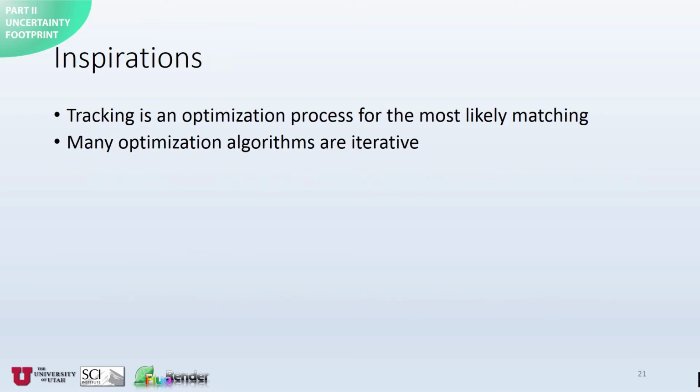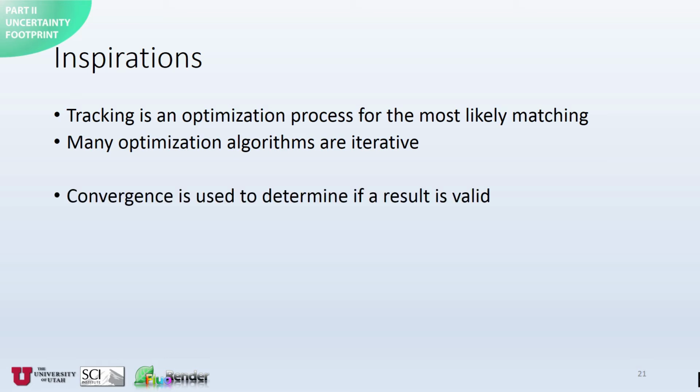Evaluating an algorithm based on its behavior during data processing is a less researched area, as most evaluations are done by comparing results. Here are some of the inspirations we got when we approached this problem in cell tracking. First, tracking is an optimization process that finds the most likely matching. Many optimization algorithms are iterative.